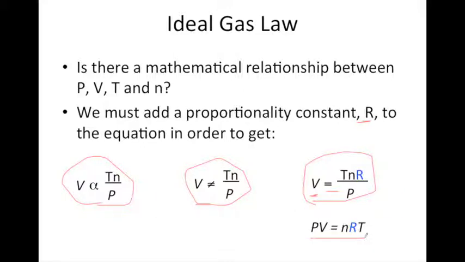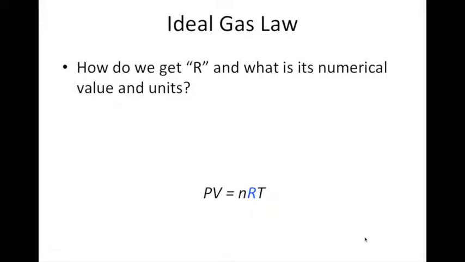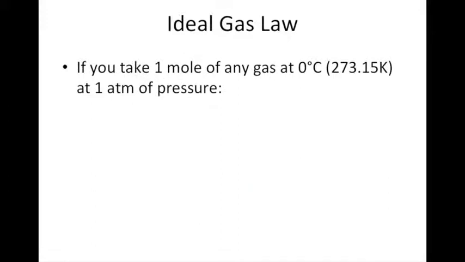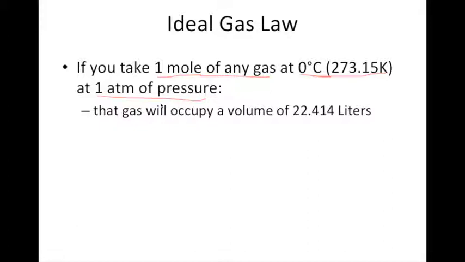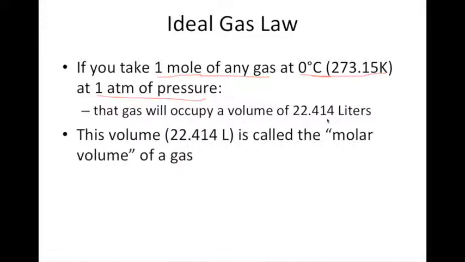So this R, this universal gas constant, what is its numerical value and what units does it have and how is it derived? Well, in order to derive the universal gas constant R, there's a certain relationship that is very important. And this relationship tells us that if you take 1 mole of any gas, and you put that gas at 0 degrees Celsius, which is 273.15 Kelvin, and at a pressure of 1 atmosphere, that gas will occupy 22.414 liters. So this is a very important relationship.